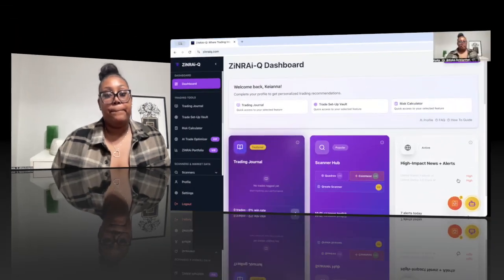What's up, guys? So today we're gonna go over ZiNRAi Q, which has been revolutionary. Honestly, once I show you all the tools that you have access to within ZiNRAi Q, you're gonna be like, "Hey, how do I get this? Where do I get this?" And if you already have it, you're gonna leverage it even more. So let's get into this.